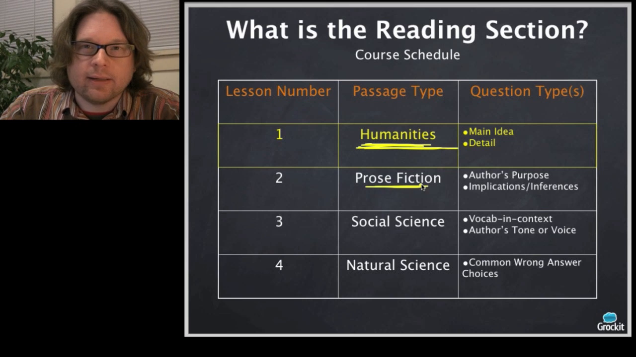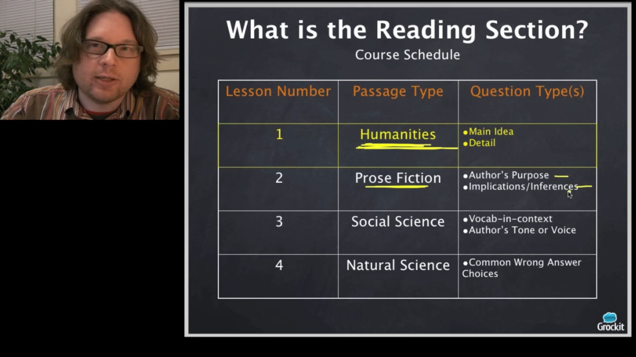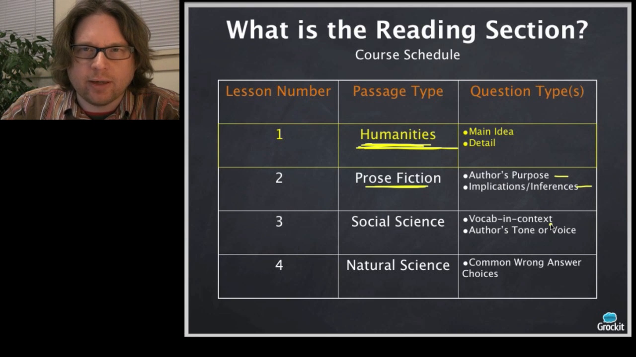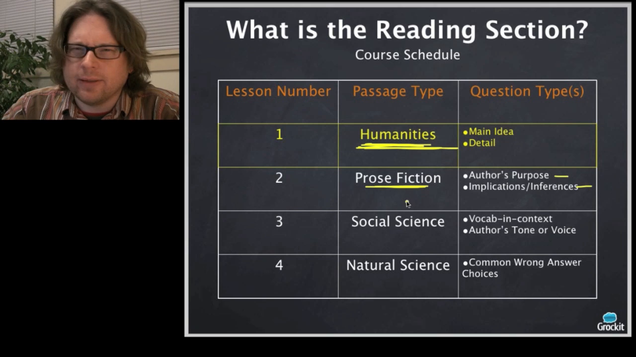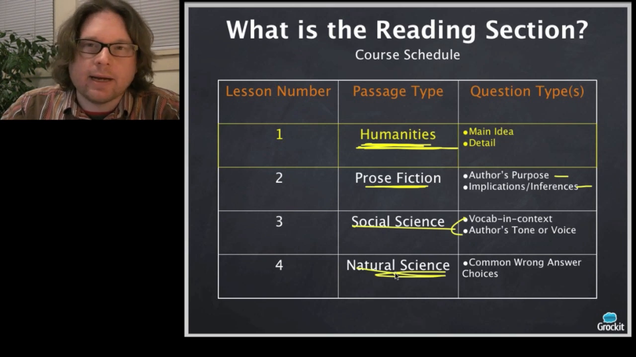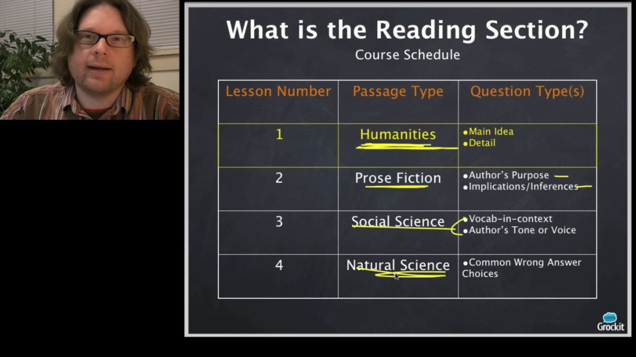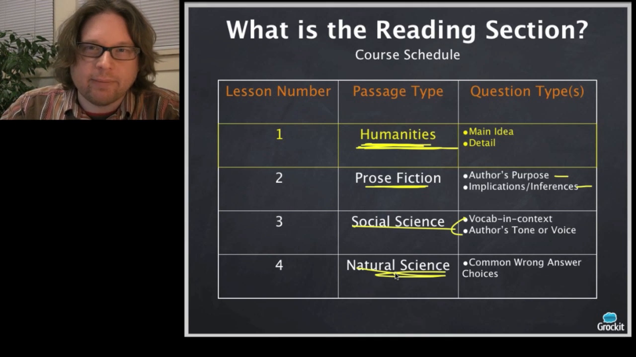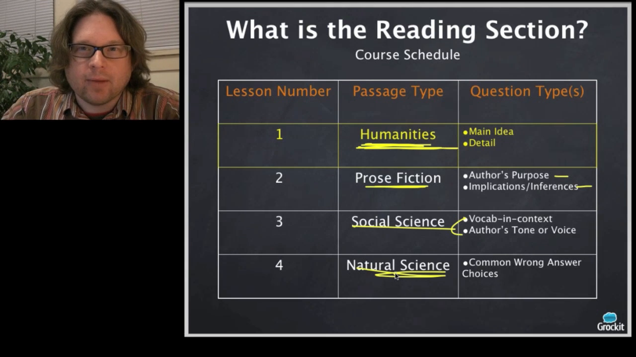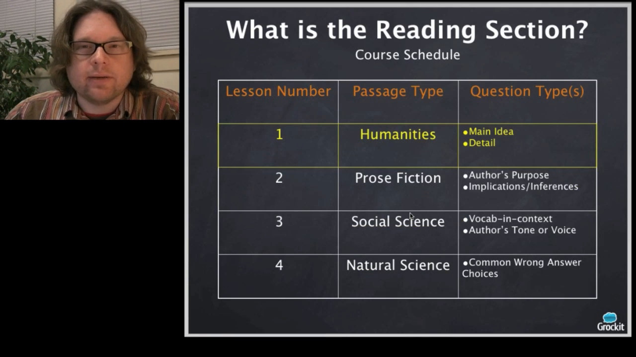We'll be talking about prose fiction, how that is different from humanities, and specific question types, author's purpose, and implications and inferences, which are trickier because you're looking for something that isn't actually said in the passage. We'll get to that, though. Social science, two more less common question types, and then finally with natural science, we'll be covering some of the common wrong answer choices. When you have familiarity with those, you are less likely to fall for them. If you say, aha, ACT, you won't fool me, this is this type of wrong answer choice, and then you can think evil thoughts about how clever you are compared to the ACT when you see them and aren't fooled. So, we'll be covering each of these in turn.